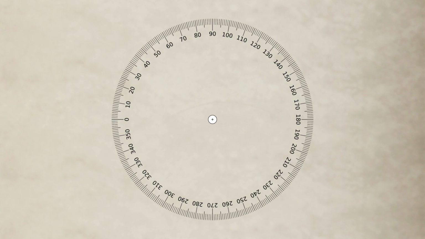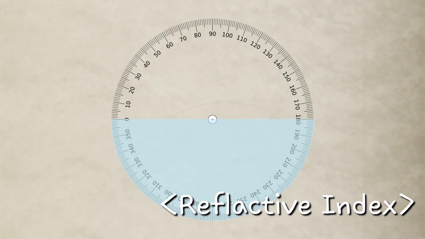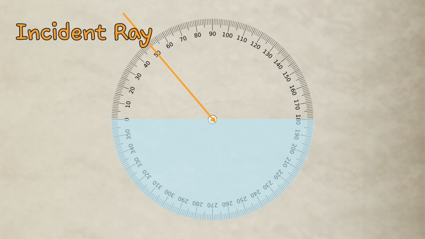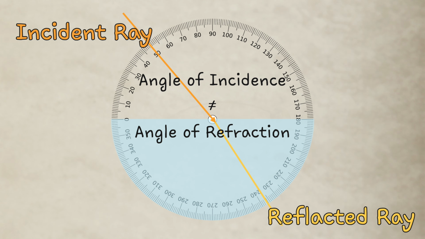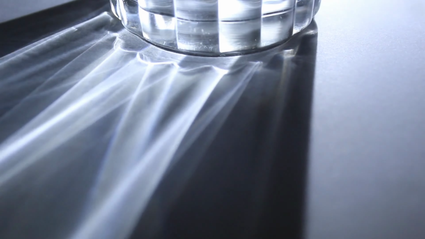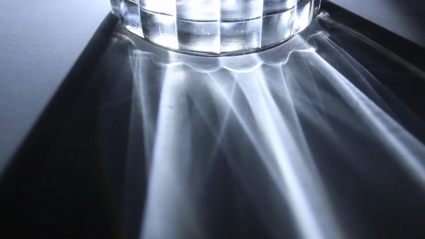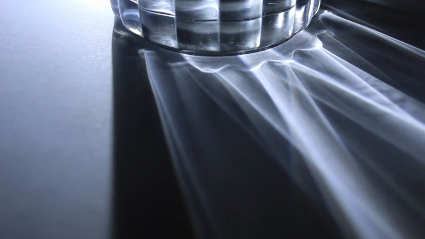effect. The degree to which light bends is measured by a value called the refractive index. Different materials have different refractive indices, which cause light to bend by varying amounts. Here's an interesting fact. Materials with a high refractive index can bend light significantly, creating unique optical effects.